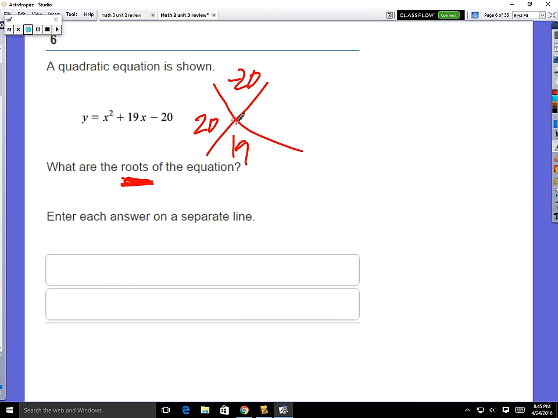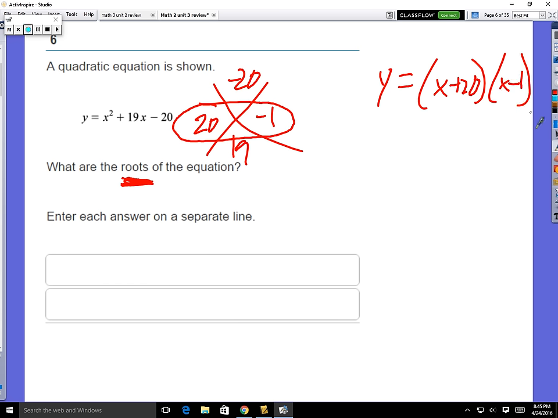We can use 20 and 1. They must times to give a negative, so one of them is negative. And they must add to give a positive 19, so I know I'm going to go with 20 to minus 1. So here we go. It's now going to be y equals x plus 20 and x minus 1.